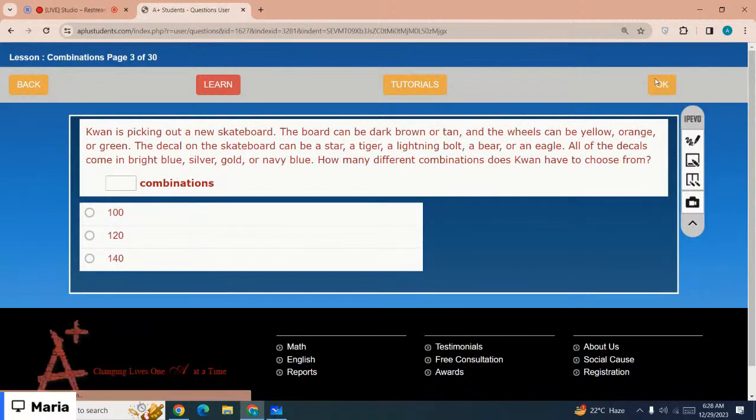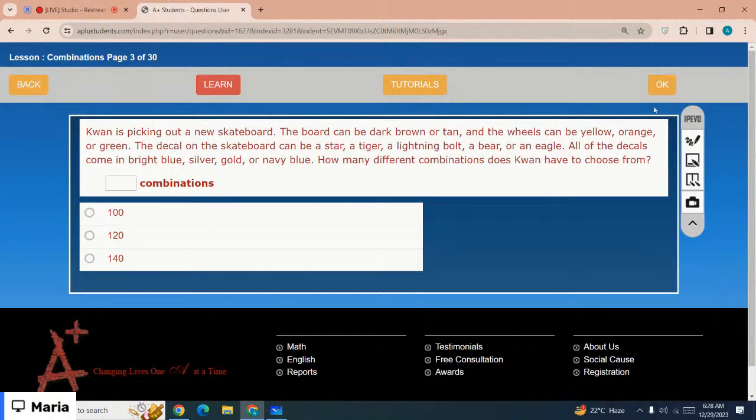Okay, the next one is picking out a new skateboard. The board can be dark brown or tan, and the wheels can be yellow, orange, or green. The decal on the skateboard can be a star, a tiger, a lightning bolt, a bear, or an eagle. All of the decals come in bright blue, silver, gold, or navy blue. How many different combinations does one have to choose from?